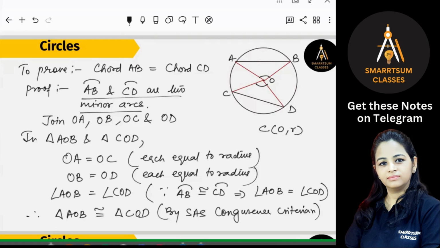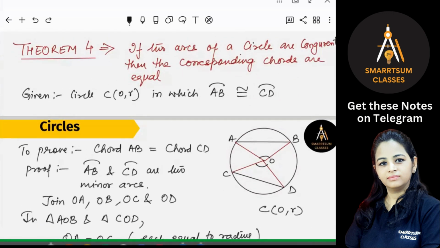So that is exactly similar. If these are the major arcs, then the other part of the circle, meaning BA and DC, will be the minor arcs, and you can prove the same thing for that. In this way, you can easily prove that AB and CD are the two equal chords. Is that clear? So we have done theorem 4. We have proved this theorem, which says that if two arcs of a circle are congruent, then the corresponding chords will also be equal.